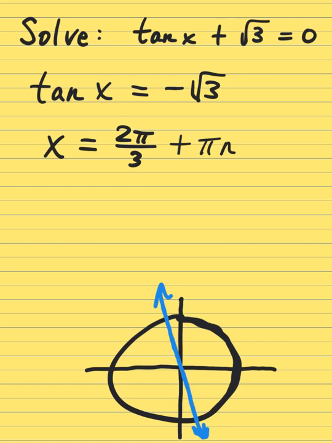So with tangent, identify the first angle, which was 2 pi over 3. And then from that angle, just do a plus pi n, and that will cover every solution to your equation.